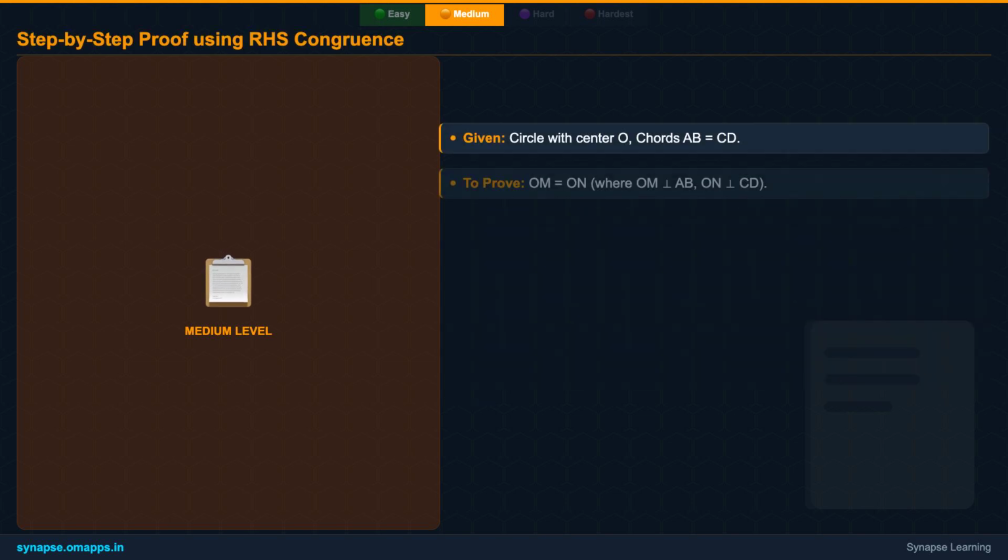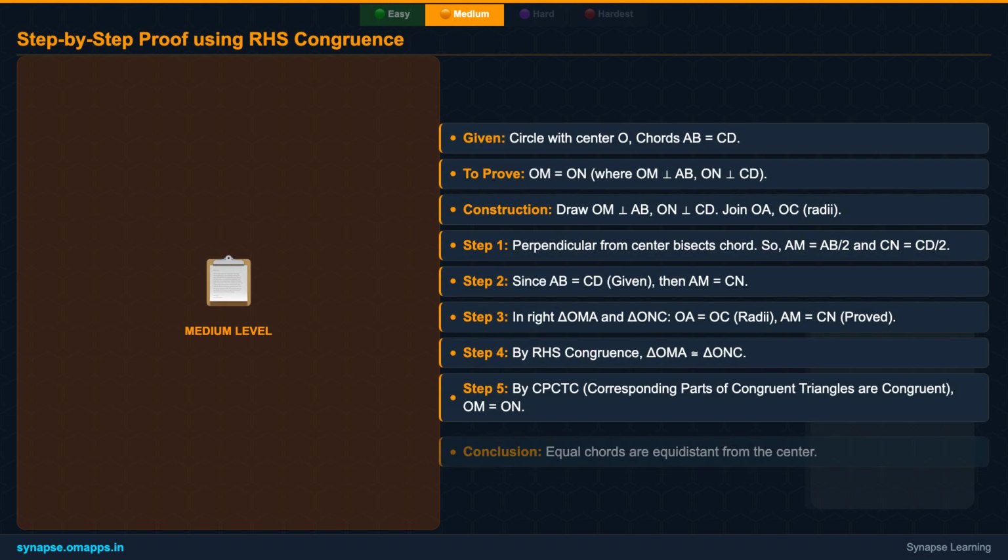Let's walk through the proof step by step. We start with two equal chords AB and CD. We draw perpendiculars OM and ON from the center O to these chords. Remember, a perpendicular from the center bisects the chord, so AM becomes half of AB, and CN becomes half of CD. Since AB equals CD, it follows that AM equals CN.